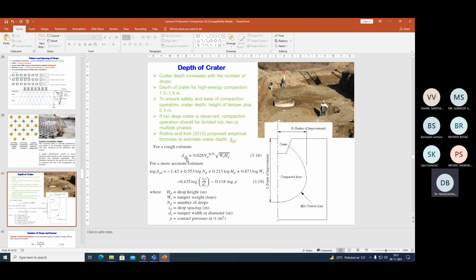The depth of the crater DCD can be determined using this equation. DCD is equal to 0.028 into ND power 0.55 into square root of W into H, where ND is equal to the number of drops. So depending upon the number of drops, you can determine what would be the depth of the crater. This is a rough estimate, and if you want more accuracy, then you can use this equation.